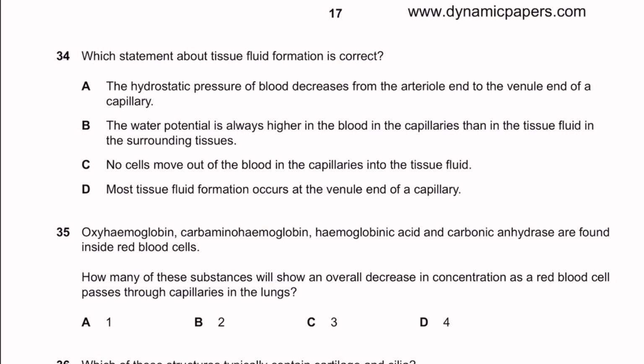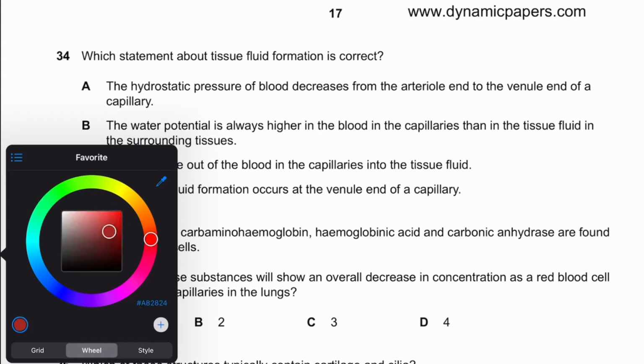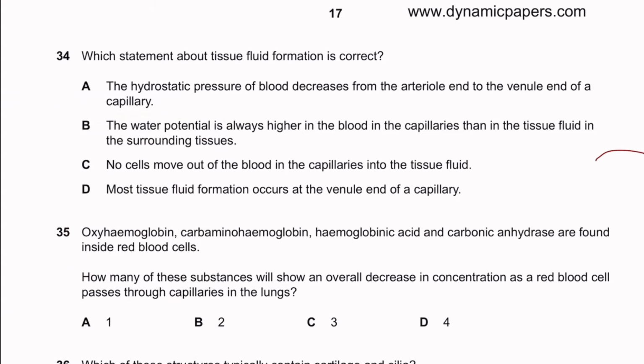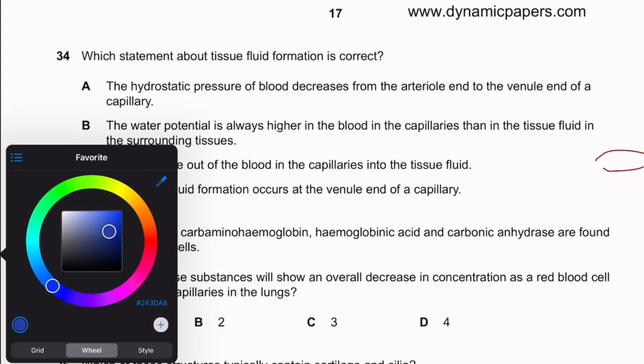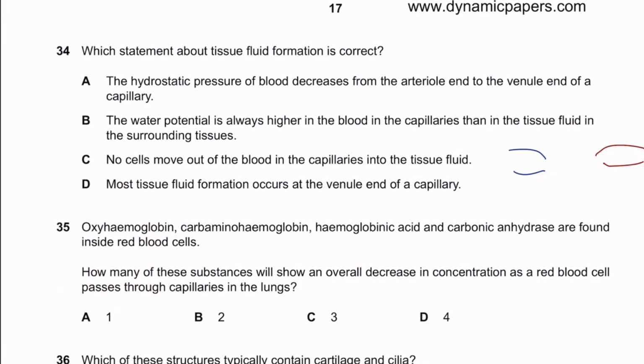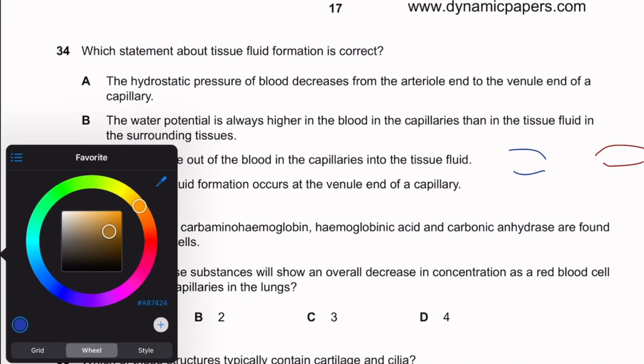Which statement about tissue fluid formation is correct? The hydrostatic pressure of blood decreases from the arterial end to the venular end. Actually, the opposite. If we have an arteriole, and we have a venule, and we have the capillary in the middle.